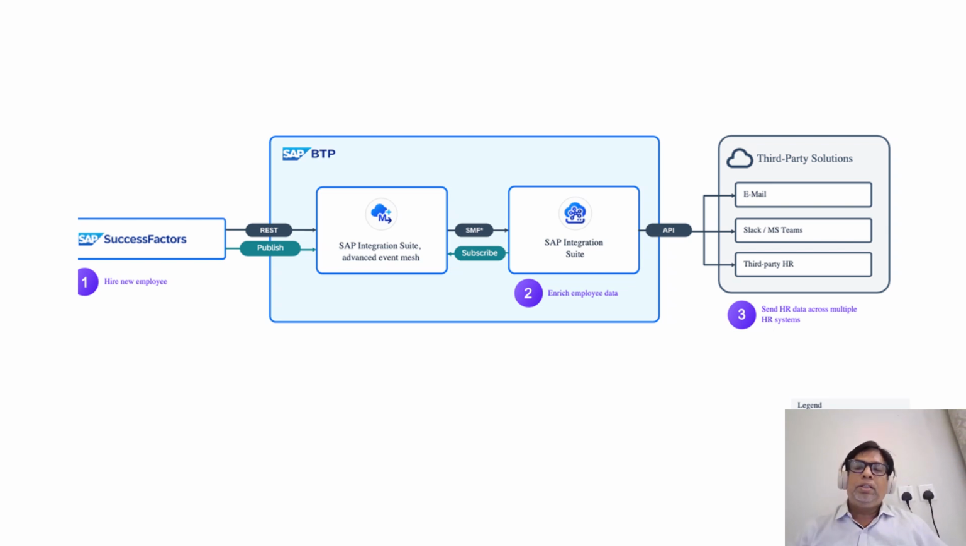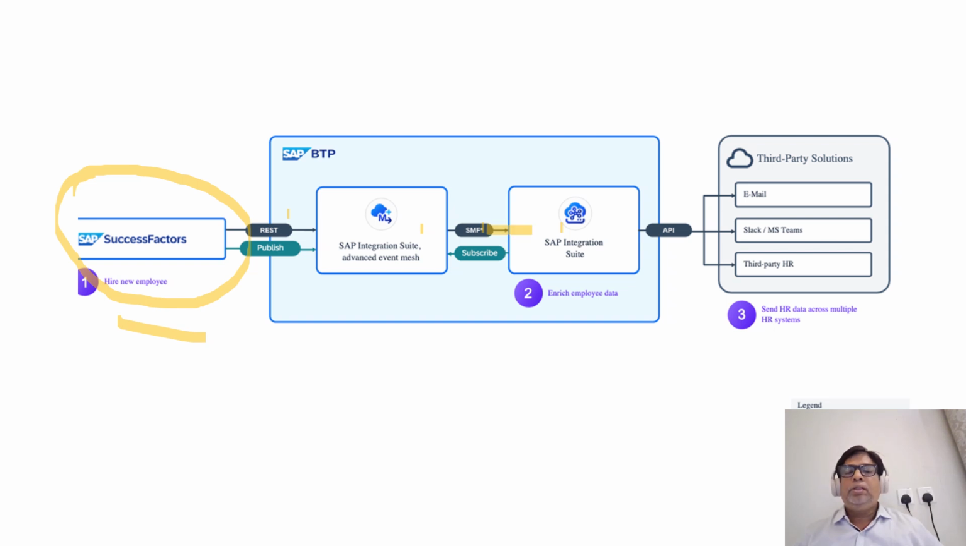This is the HR-related case study. In this HR case study, we can see there is a SuccessFactors system. Suppose a new employee, a new hire, happens. Once the hire happens, REST will automatically trigger a message to the event mesh, and the event mesh will pass that message to SAP Integration Suite via AMQP.